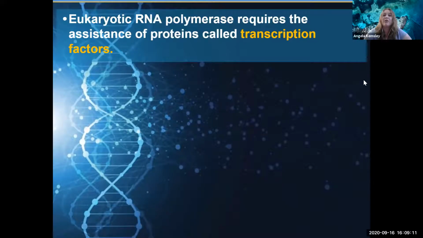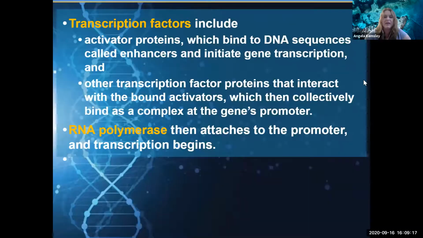Eukaryotic RNA polymerase requires the assistance of proteins, which we call transcription factors. Transcription factors include activator proteins, which can bind to DNA sequences called enhancers and initiate gene transcription, and other transcription factor proteins that interact with the bound activators, which then collectively bind as a complex at the gene's promoter. RNA polymerase then attaches to the promoter and transcription can begin.